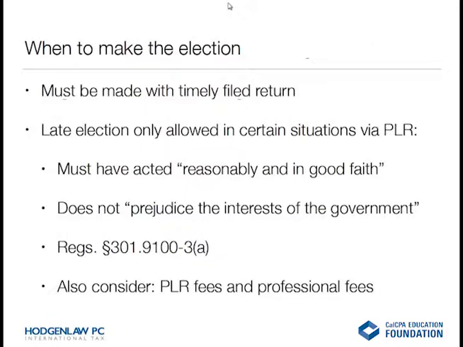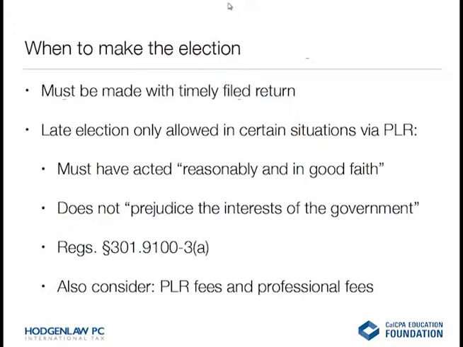Now, this is one of the more difficult questions, when to make the election. And I don't mean that you have a whole lot of options. What I mean is, by difficult, a lot of times you don't realize that you need to make the election until it's late. One of the things for the mark-to-market election is it does need to be made with a timely filed return. Late elections are allowed only in certain situations by using a private letter ruling, and there are certain qualifications for that that I've listed here on the page.